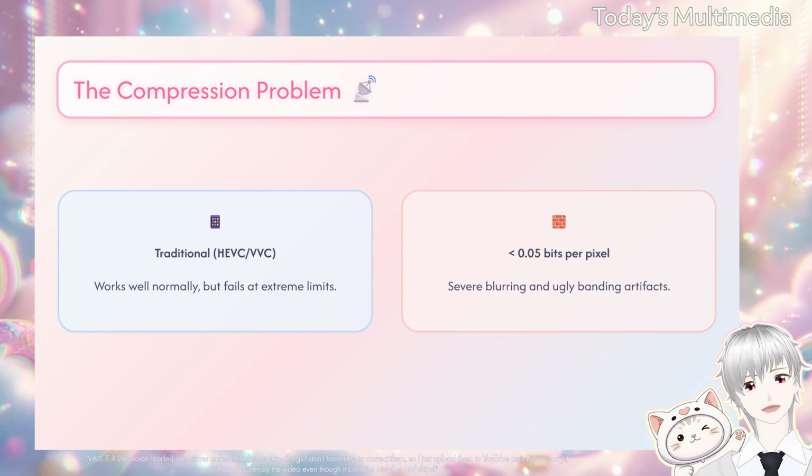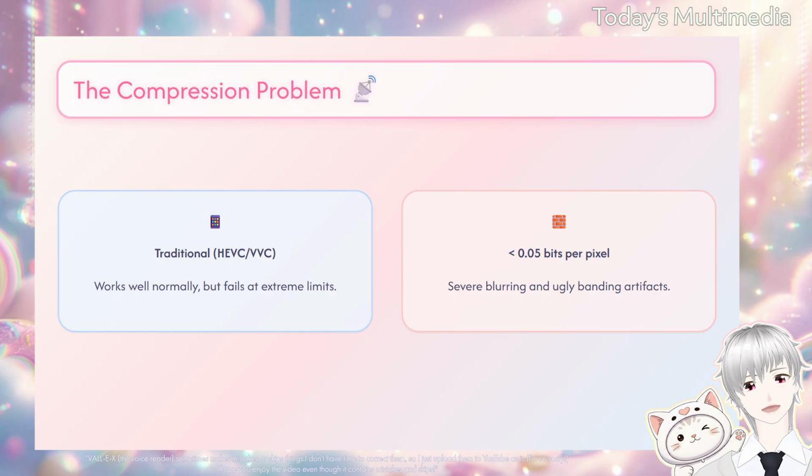So, let us dive right into the problem that this paper is trying to solve. Have you ever tried to watch a video on your phone and you have a really bad internet connection? Usually, the video becomes super blurry, or it breaks up into these ugly, chunky little blocks. That happens because of something called video compression, which is how we make giant video files small enough to send over the internet. Normally, technologies like HEVC or VVC do a pretty good job.